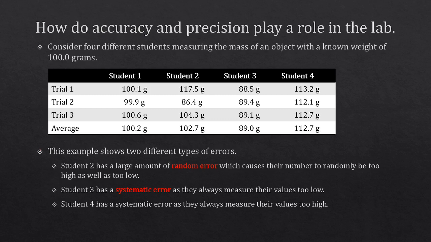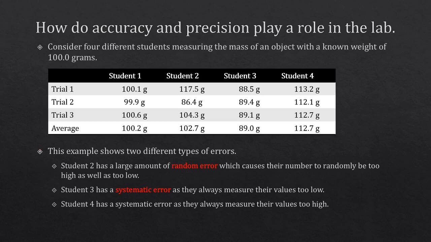This means they're making a specific mistake where they're doing something that always makes it too low. Or their instrument has a mistake. Maybe their scale is calibrated incorrectly, so it's always reporting too low. Whereas student 4 has a systematic error that is always too high.